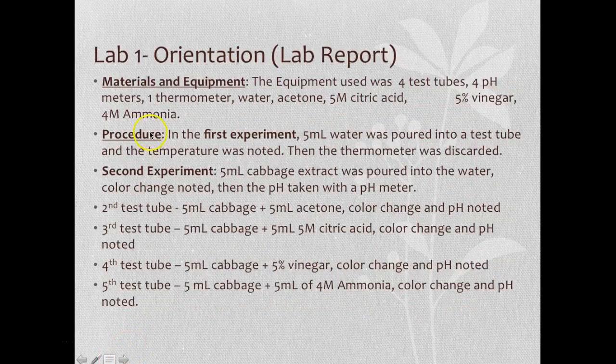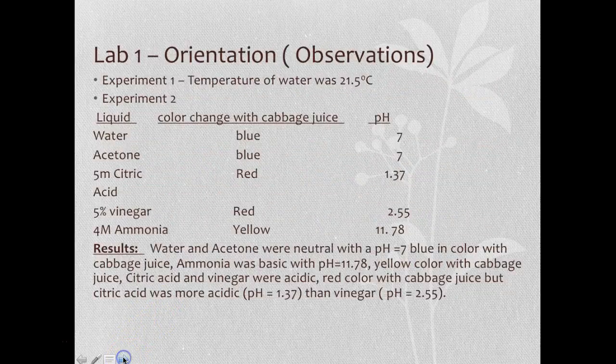So again, make sure you write down all your materials, equipment, list your procedure. You have to be as detail oriented as possible. And then write down your data table, your observations. Now in the results section is where you're analyzing your data. So this is where I'm saying that water and acetone are neutral and I justify why. And then ammonia is basic and then I explain why. So explanations for the data are given in the results section.